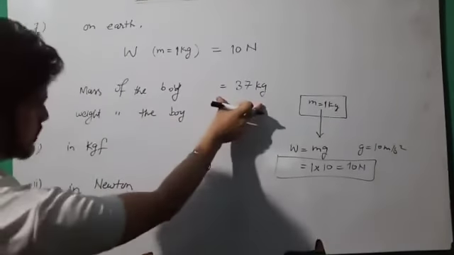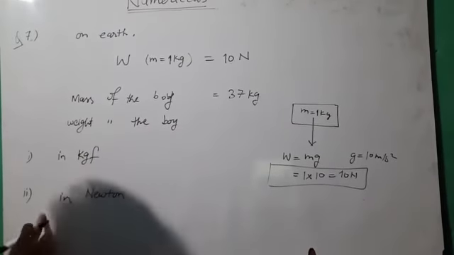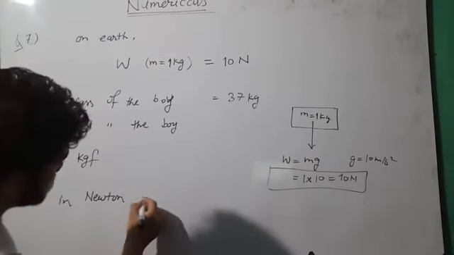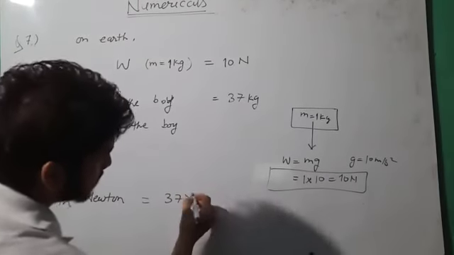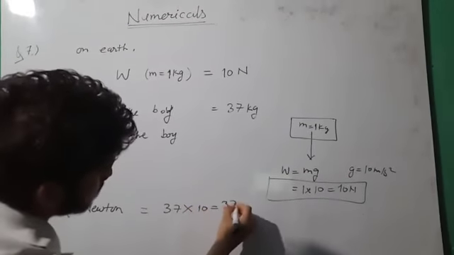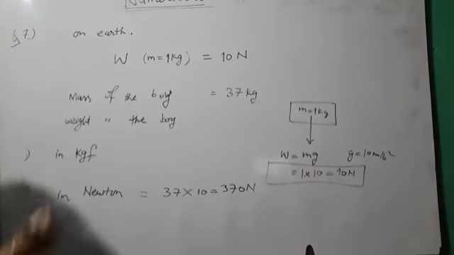Now the question is the weight of the body. Mass of the boy is 37 kg. We have to find out the weight of the boy in kgf and in Newton. In Newton, we just multiply it with 10, like this: 1 into 10, and 37 into 10. So 370 Newton.